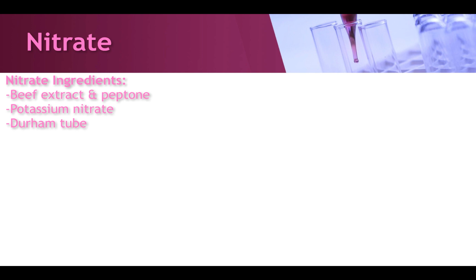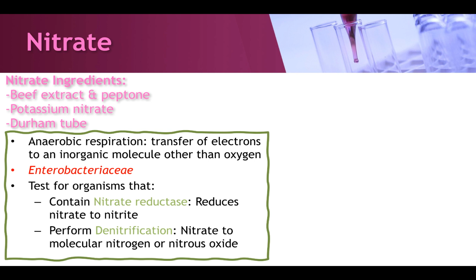That should sound familiar to you because in the PR fermentation test, we had the Durham tube to see if any gas was produced, if the fermentation of the particular sugar took place. In chapter 5, in our lecture on metabolism, we spent a great deal of time discussing aerobic respiration, where electrons were passed off to the final electron acceptor, which was oxygen.